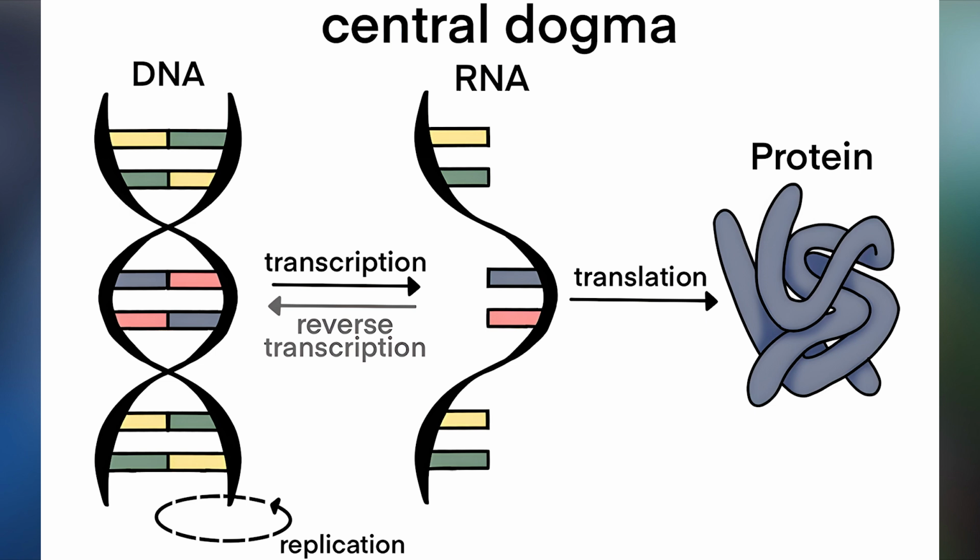But for the most part, you start with DNA, you transcribe that to RNA, and from that you translate that into the amino acids of proteins. And sometimes you can go from RNA to DNA, but that's about it. So that is what the central dogma says.